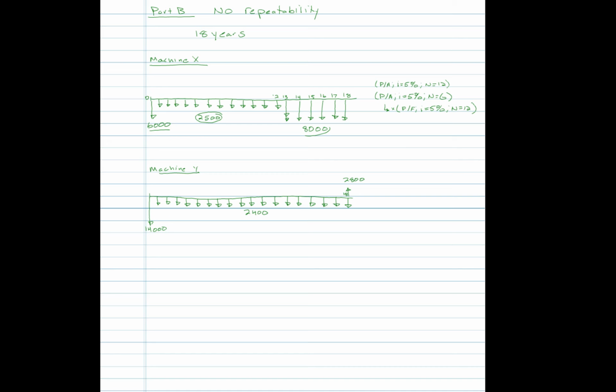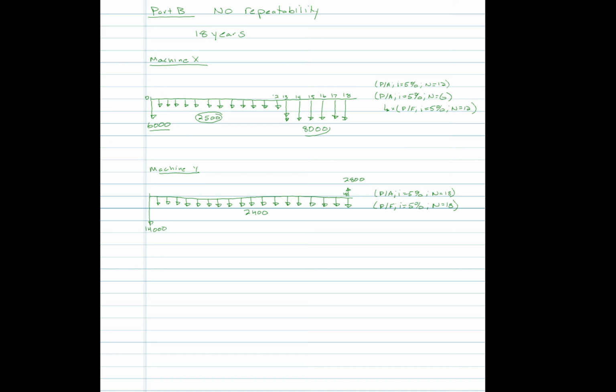The cash flow diagram for machine Y will be a little bit easier. We're going to have to take P/A for interest rate of 5%, N equals 18. That'll take all the operating costs to the present, and then we'll have the salvage value where we want to find the present value of some future amount at I equals 5% and N equals 18.